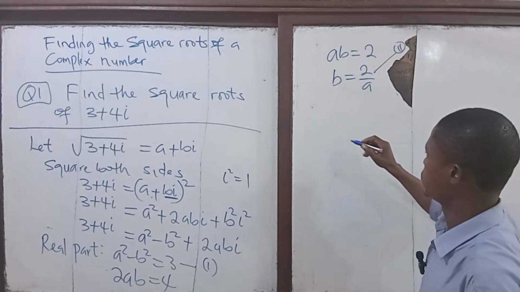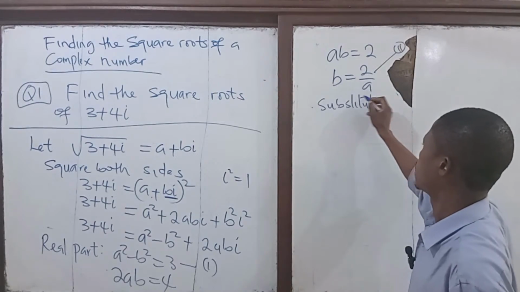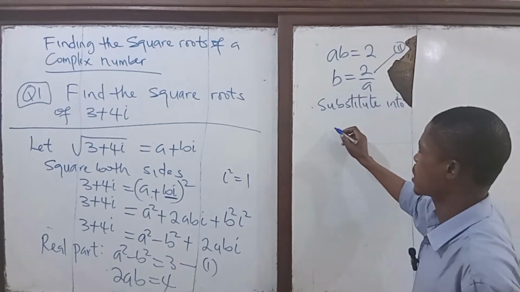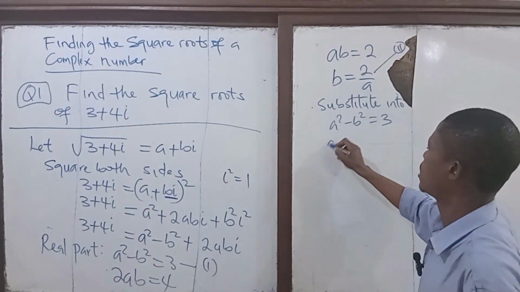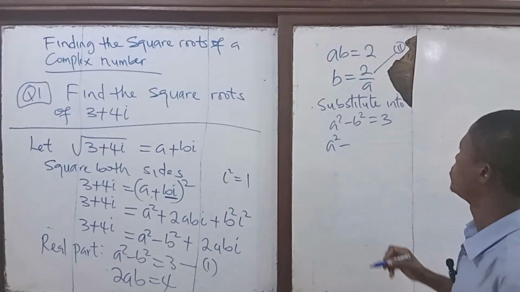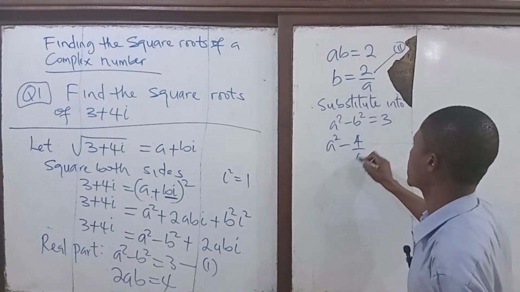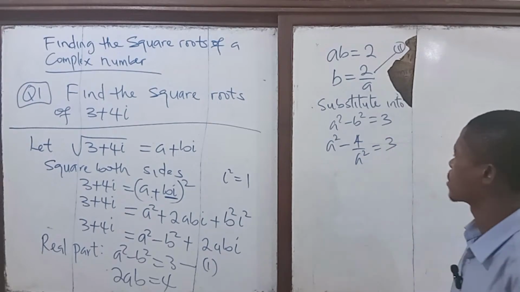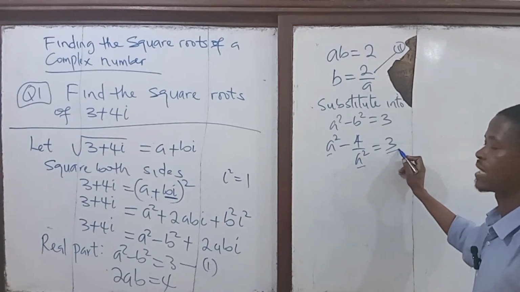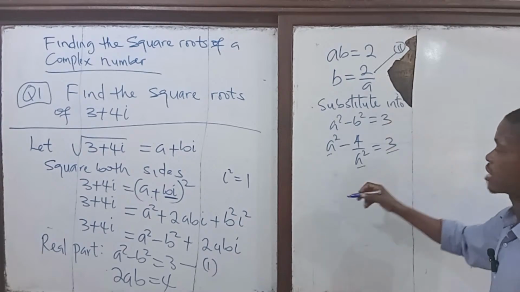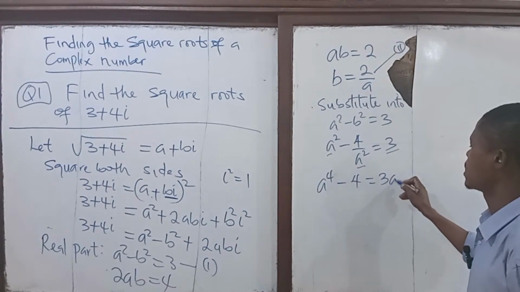Then begin to substitute into a square minus b square equal to 3. Let's do that. That will be a square minus my b, which if you square it, we're going to have 4 over a square, equal to 3. And then multiply this by a square, this by a square, this by a square, just to cancel the fraction. And that will be a to the 4 minus 4 equal to 3a square.